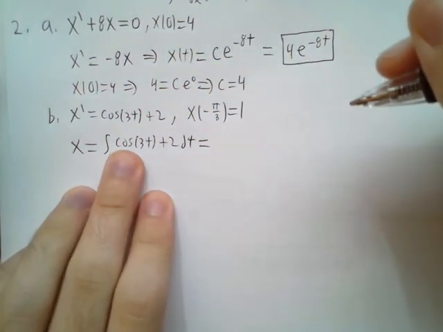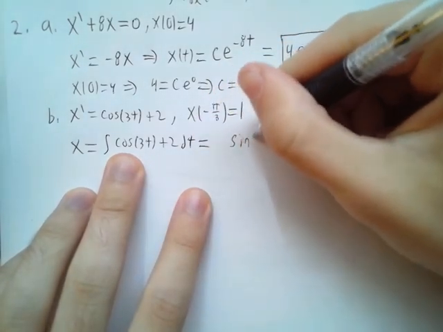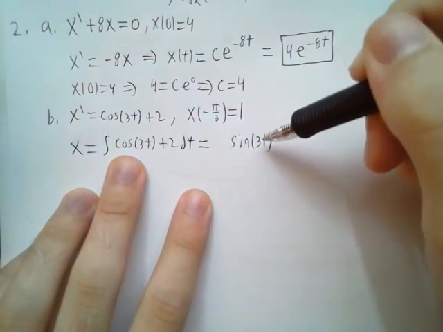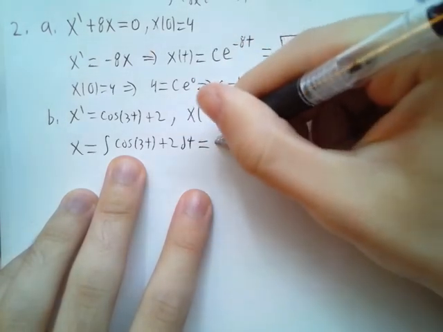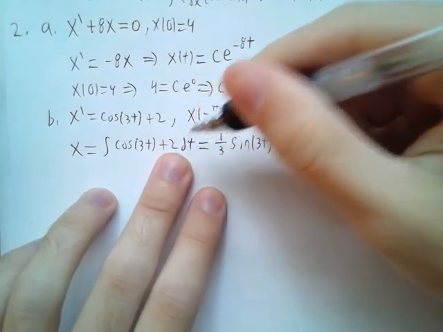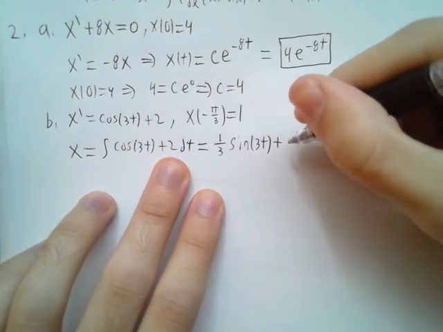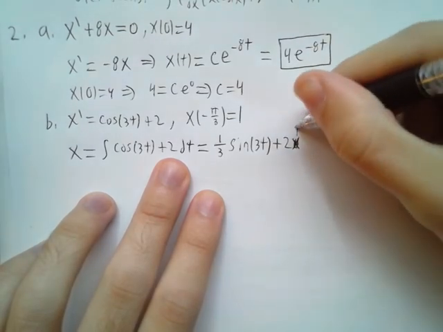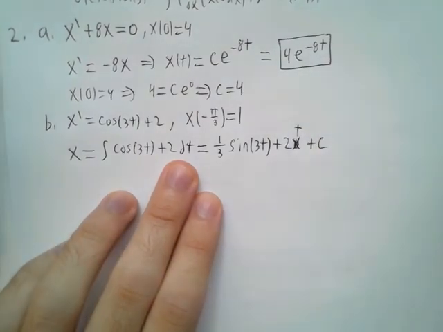So the antiderivative of cosine is going to be sine, but notice that when we take the derivative of this by the chain rule, we'll get a 3 coming out front. In order to cancel that 3 out, you have to put a 1/3 in front of the sine. 2 you can think of as 2 times t to the power 0, so by the anti-power rule, that will turn into 2t. And then, of course, we have our usual plus c.